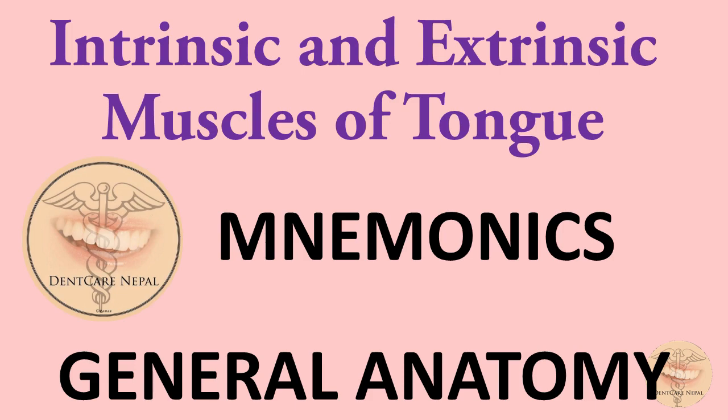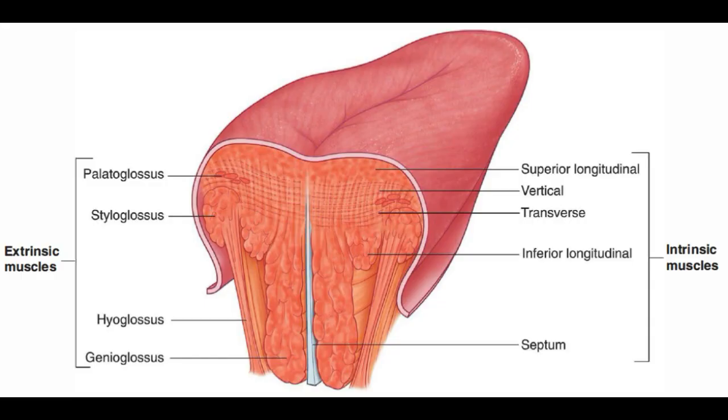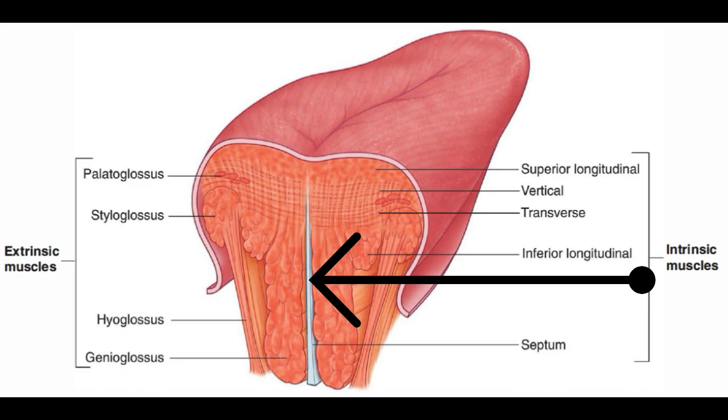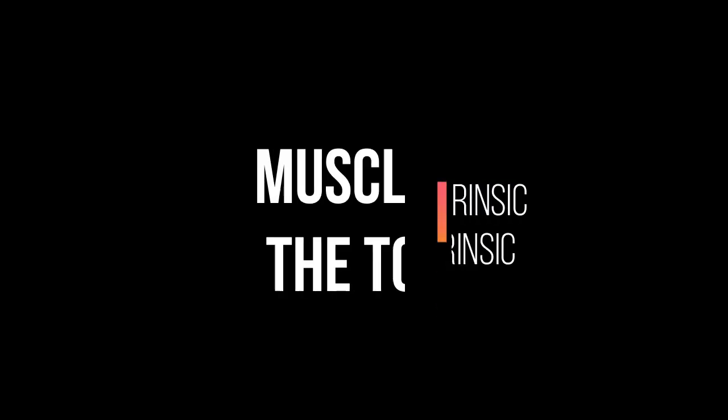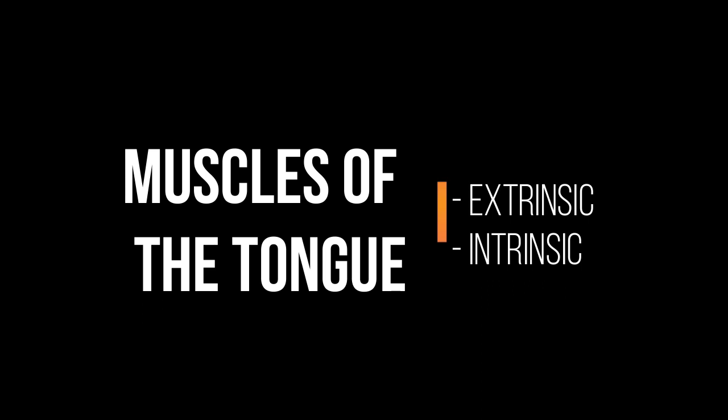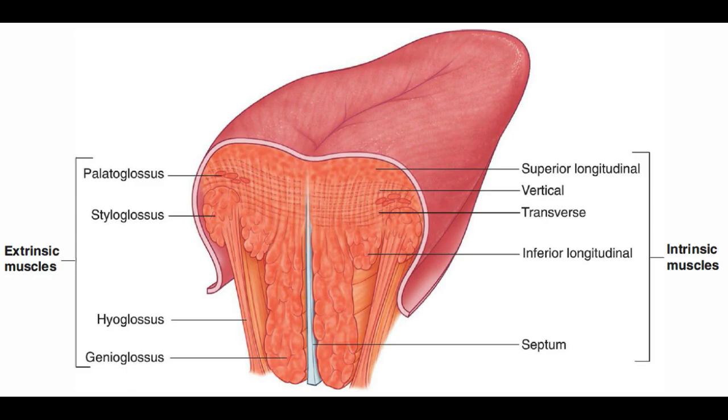The bulk of the tongue is composed of muscle, and it is completely divided into left and right halves by a median sagittal septum, which is composed of connective tissue. This means all the muscles of the tongue are paired, and there are intrinsic and extrinsic muscles of the tongue. All these muscles, except palatoglossus, are innervated by the hypoglossal nerve. The pharyngeal branch of the vagus nerve supplies the palatoglossus.